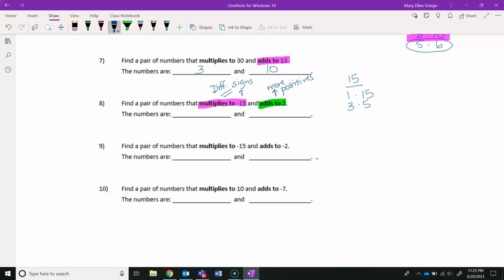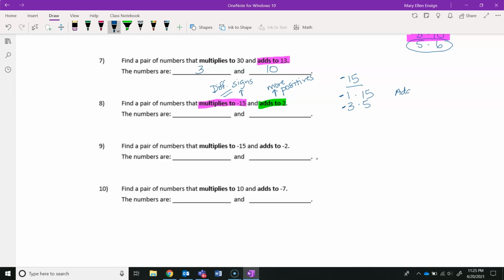Okay? So we know that when we add a positive number, whatever it is, and a negative number, they cancel out, and then whatever I'm left with is my answer. So in this case, if they're adding up to 2, that must mean I have more positives than negatives. All right, so right now my numbers here multiply to positive 15. I want them to multiply to negative 15. So I'm going to give them different signs. I'm going to make one number in each of those pairs be a negative. Well, I want more positives, so I'm going to make the smaller number in each pair a negative.